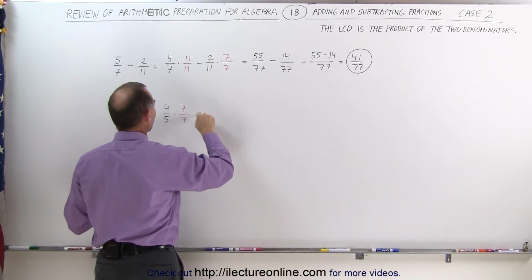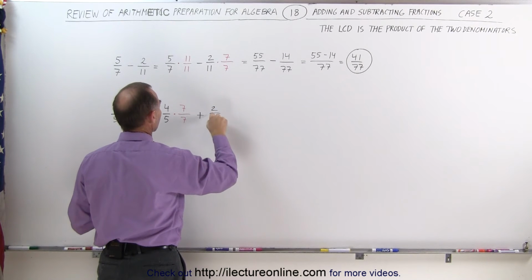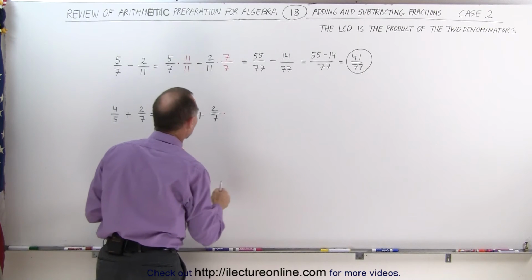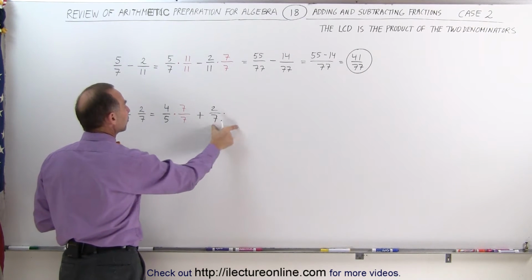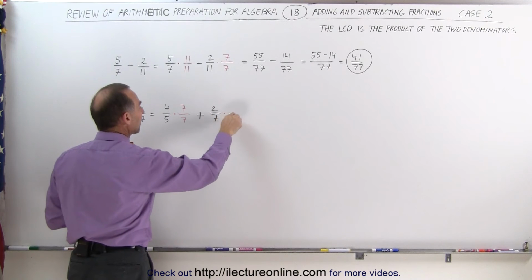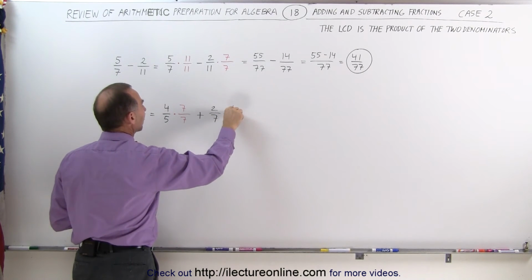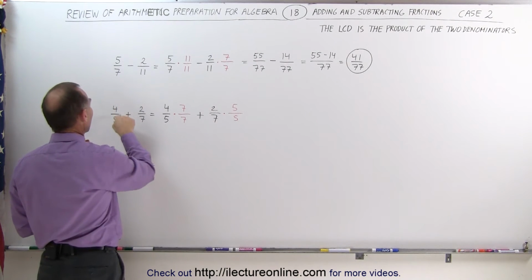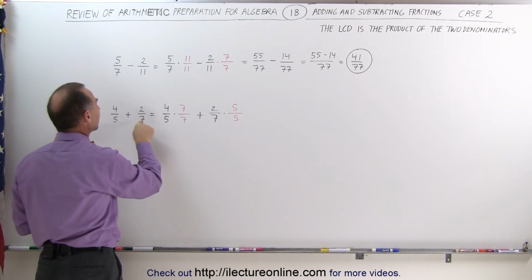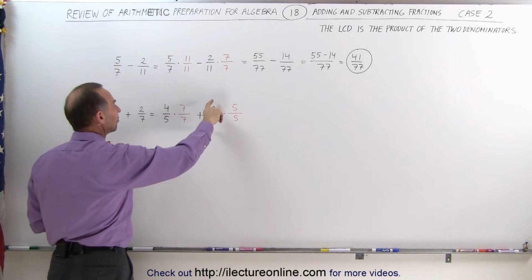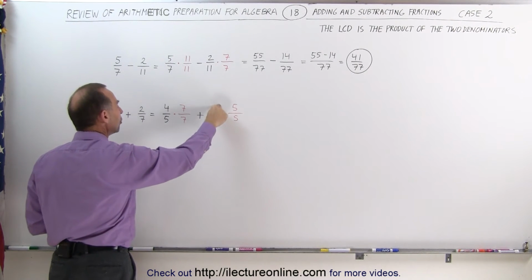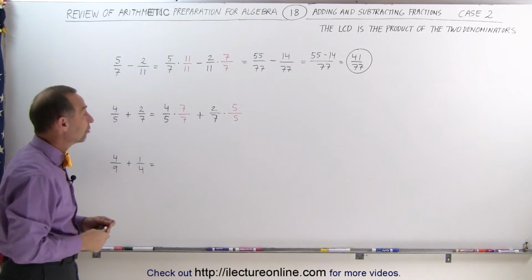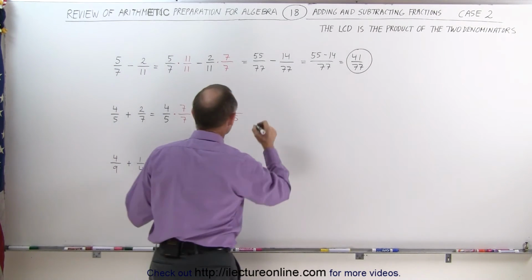We add to that the second fraction, 2 over 7, but again, we have to multiply both the denominator and the numerator by a number so that we get the denominators to be the same. We multiply this denominator by 5, which means we have to multiply the numerator by 5 as well. Notice that I multiplied the first fraction, the numerator and the denominator, by the denominator of the second fraction, and I did the same for the second fraction, multiplying both by the denominator of the first fraction. That's how we get the two denominators to be the same. This then becomes the following.